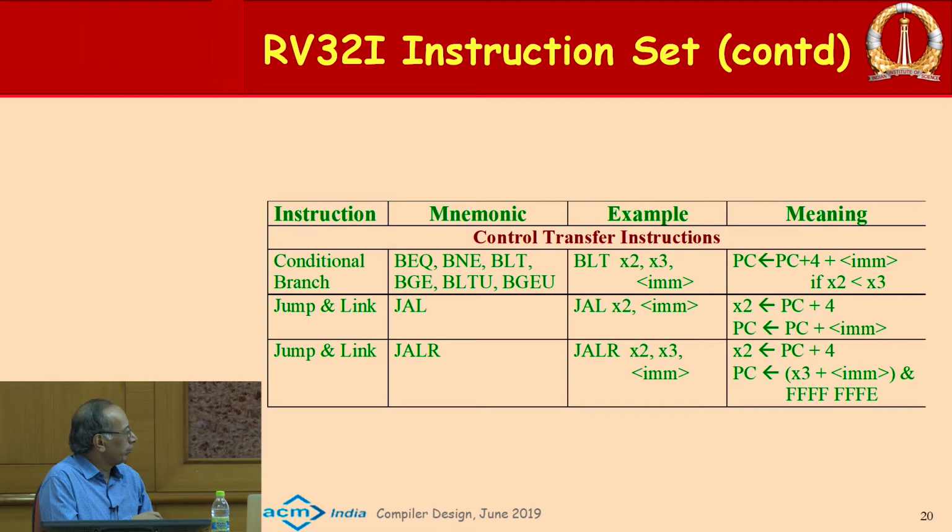If it is a jump and link register instruction, then it is actually x3 plus immediate, where x3 is one of your registers, that is your location to which you are going to jump. That means that the function which is being called could be far away and its address is available in the x3 register, plus an offset which is an immediate constant. And of course, as before, PC plus 4, which is the return address, is saved in the X2 register.